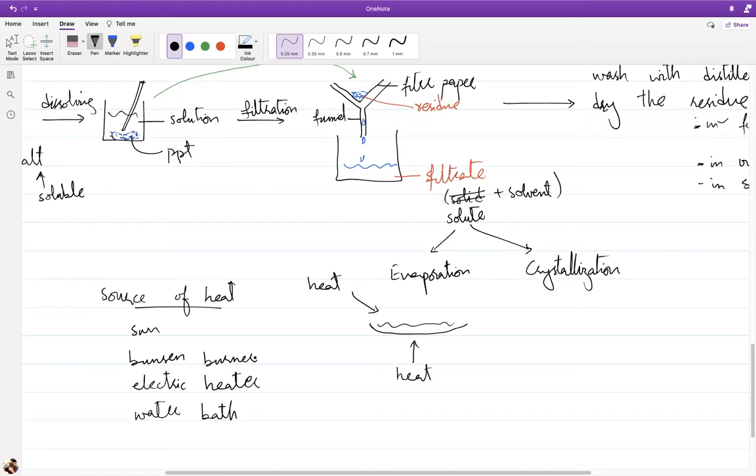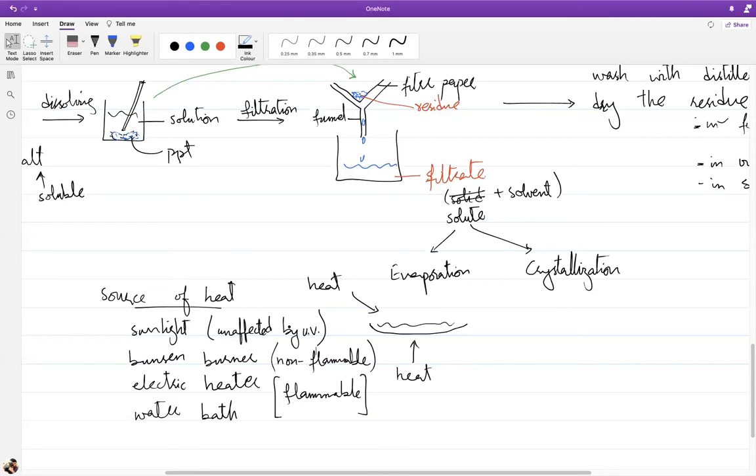So if you're using Bunsen burner, then the thing must be non-flammable. So remember that alcohol is flammable. We use these when we have flammable substances. And sunlight is only used when you have things that do not break down in sunlight, so unaffected by ultraviolet light. For example, if you have chlorine or silver chloride or something in a mixture of chlorine, you will not use sunlight. You will use the other sources.